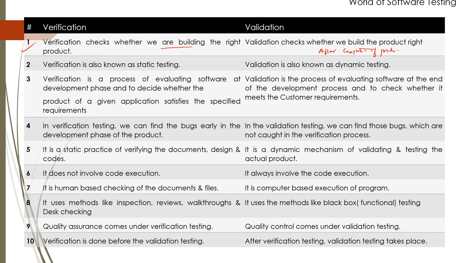The second difference is that verification is also known as static testing, which we have already discussed in the last lecture, and validation is also known as dynamic testing. So this is the second difference. And verification is the process of evaluating software at a development phase and deciding whether the product of a given application satisfies the specified requirements. So this is before the code deployment.